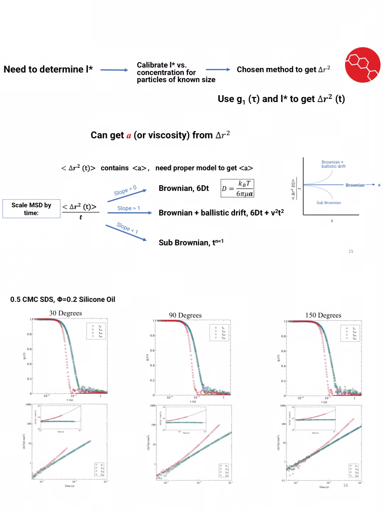The bottom panel shows a very simple emulsion with half CMC SDS and 20 volume% silicone oil. The MSD curves at different angles are shown in the bottom plots. As you can see from the scaled MSD plots, the sample is showing Brownian motion at time 30, 60, and 90 minutes. Therefore, radius can be accurately reported and rate of destabilization can be calculated for those time points only.